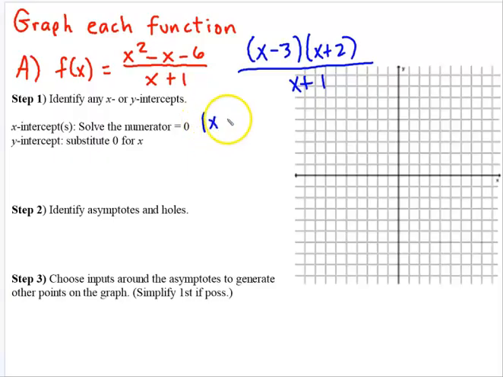I'm going to just do the blue as it's already in factored form. So this tells me that I'm going to have 2 x-intercepts, one at +3 and one at -2. So setting the numerator equal to 0 will tell you if your graph crosses the x-axis. So I'm going to go ahead and make a couple of points. There's x equals 3, and there's x equals -2.